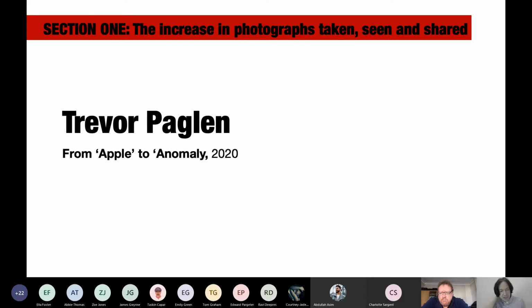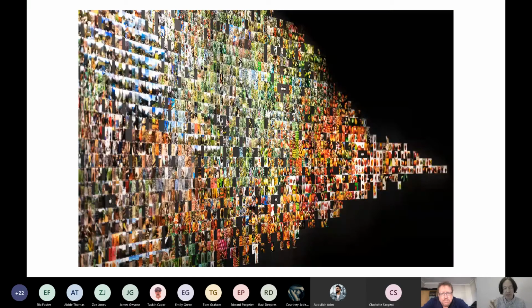The other practitioner, Trevor Paglen, did this piece of work that was at the Barbican last year, From Apple to Anomaly. It was basically taking a series of images and linking those images from an apple through to all the different deviations of that idea. It was presented in the Curve at the Barbican.